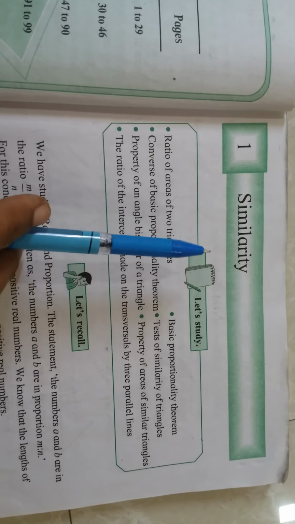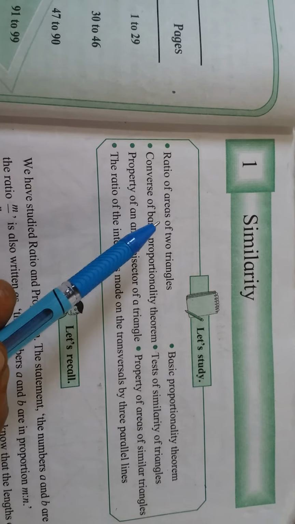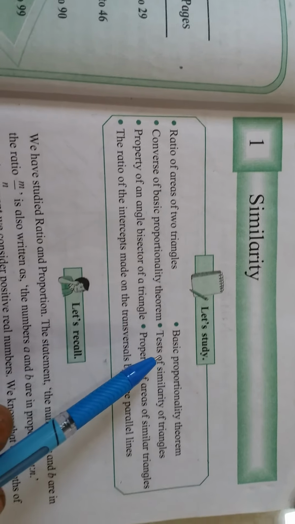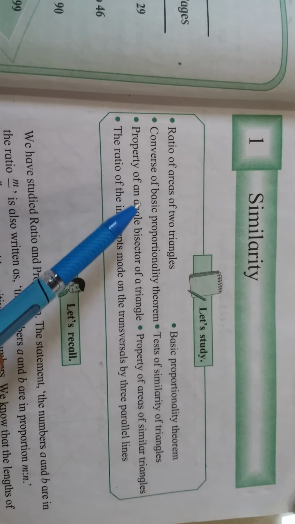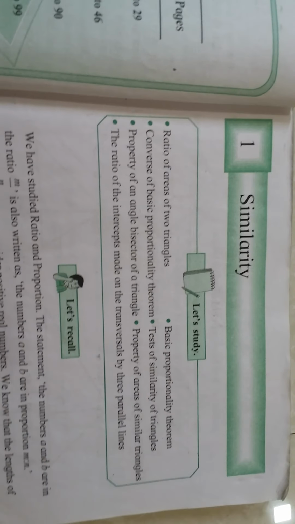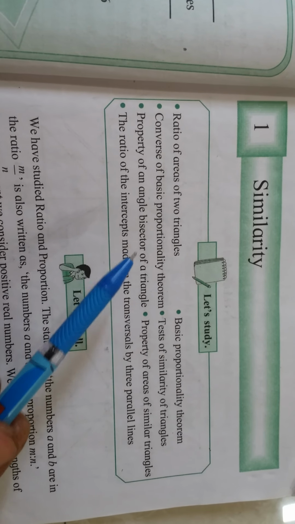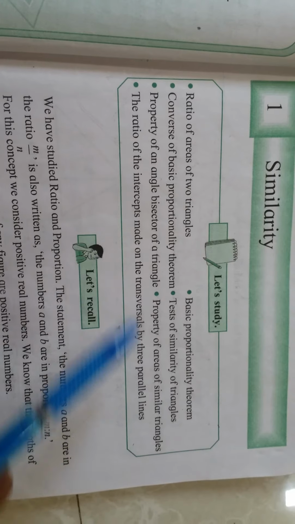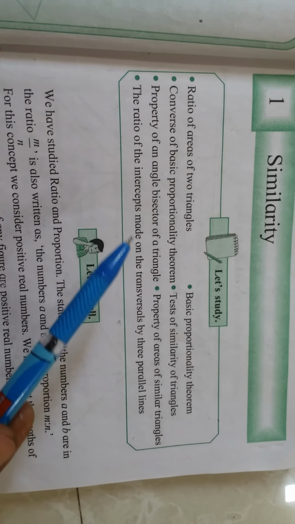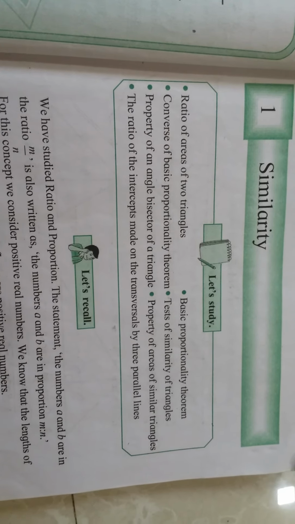The first chapter, similarity. In this chapter we have to study the ratio of areas of two triangles. Second point is basic proportionality theorem. Third point is converse of basic proportionality theorem. Then test of similarity of triangles. Then property of an angle bisector of triangle. Then property of areas of similar triangles, and the last point is the ratio of the intercepts made on the transversals by three parallel lines.